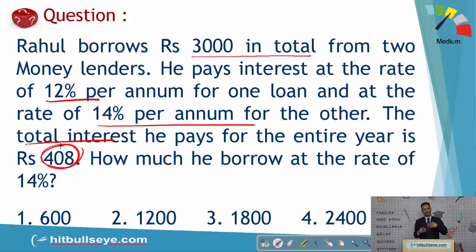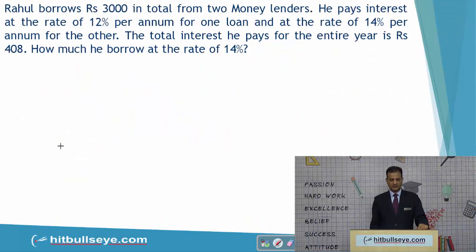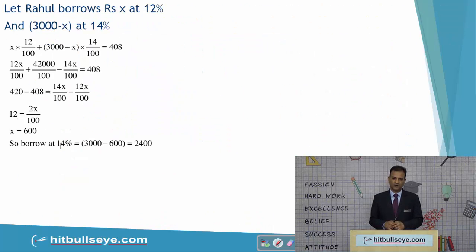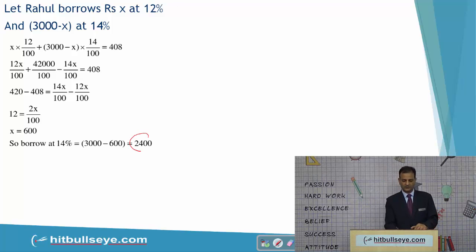Again, first of all, we will do it by the detailed method, and then I will tell you how we can do it with options orally. So this is the detailed method, like in the schools we used to do. Rahul borrows X at 12%, 3000 minus X at 14%, then interest is X into 12 by 100 plus (3000 minus X) into 14 by 100, everything is given. So this 2400 is your answer.